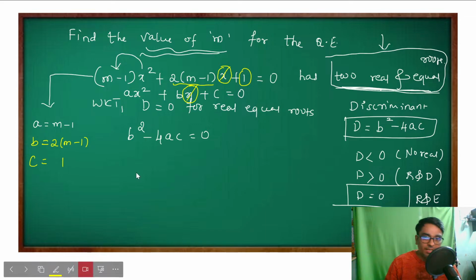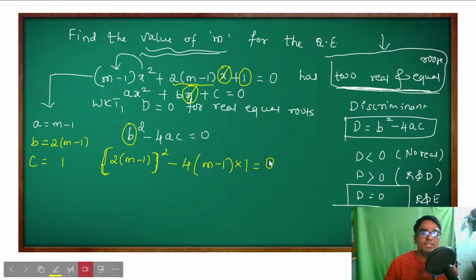b square, right? So what is my b? b is 2 into m minus 1. We have to square this, because I have b square. Okay. Then minus 4 into a. What is my a? m minus 1. 4ac, what is my c? Into 1. If it is 1 and all, you write it or leave it, your choice.